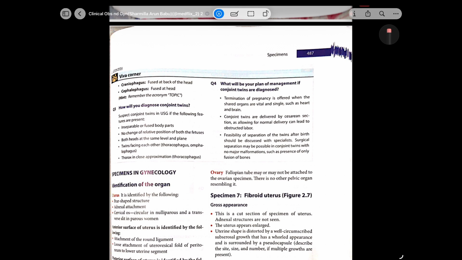Termination of pregnancy is offered when the shared organs are vital and single, such as heart and brain. Conjoined twins are delivered by cesarean section, as allowing for normal delivery can lead to obstructed labor. Feasibility of separation of twins after birth should be discussed with the specialists. Surgical separation may be possible in conjoined twins with no major malformations, such as presence of only fusion of bones.